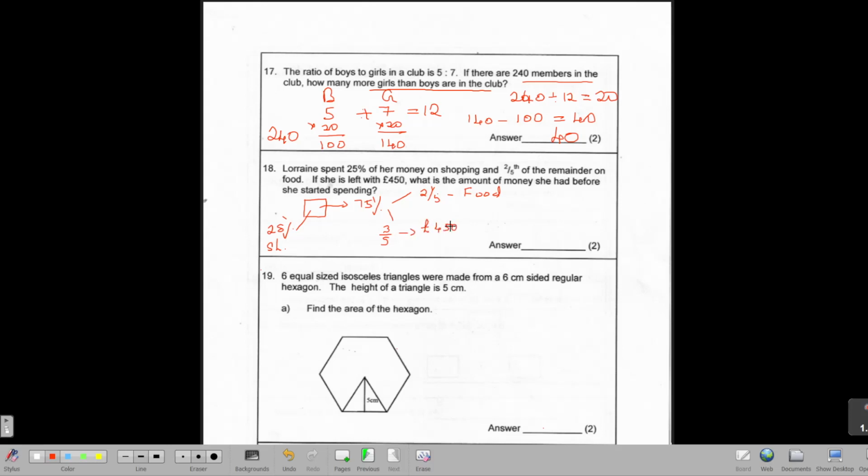If 3/5 is 450, 1/5 is 450 divided by 3, which is 150. So all of it, which is 5/5, will be times 5, which is 750. This 750 is only 75%. So we want to find the 100%. So therefore the 100% would be 1,000 pounds.